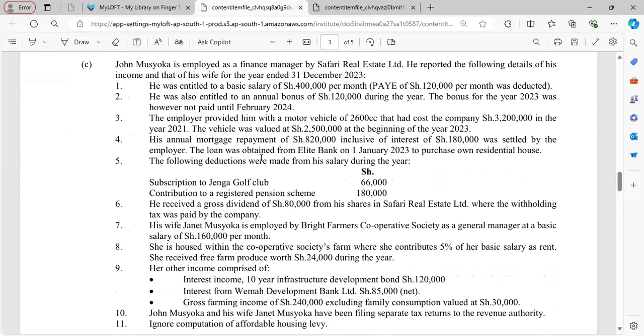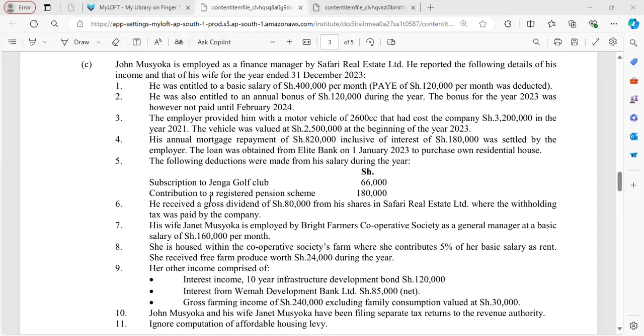Okay. John Musioka is employed as a finance manager by Safari Estate Limited. He reported the following details of his income and that of his wife for the year ended 31st December 2023. Number one, he was entitled to a basic salary of 400,000 per month, and PAYE of 120,000 per month was deducted. Number two, he was also entitled to an annual bonus of 120,000 during the year. The bonus for the year 2023 was, however, not paid until February 2024. Number three, the employer provided him with a motor vehicle of 2600cc that had cost the company 3.2 million in the year 2021. The vehicle was valued at 2.5 million at the beginning of the year 2023.